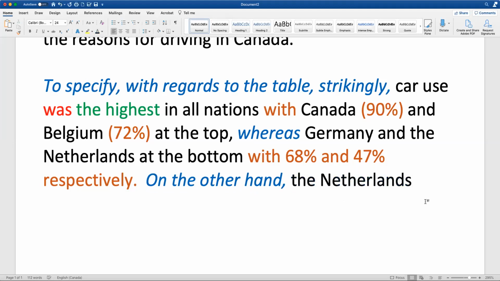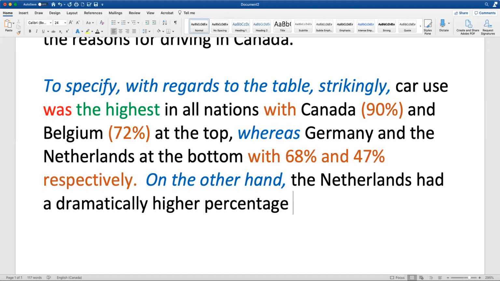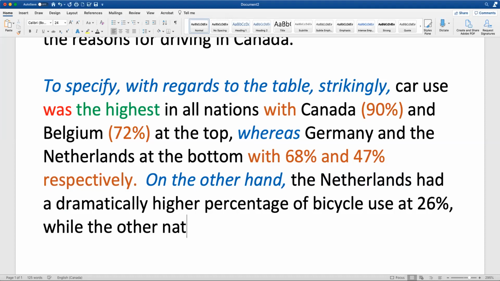On the other hand, the Netherlands had a dramatically higher percentage of bicycle use at 26%, while the other nations were below 2%.